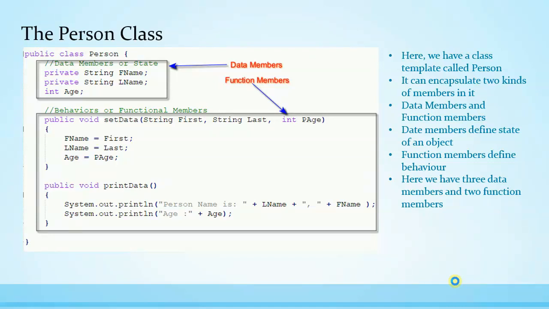Then we have two member functions. One is setData, which will receive the input from the caller, and then it sets the internal members fname, lname, age. Then printData will print the information in the class to the console output. That means it prints the person's name, then in the next line it prints the age. So that's about this class. Now we will look into the memory layout of this one.